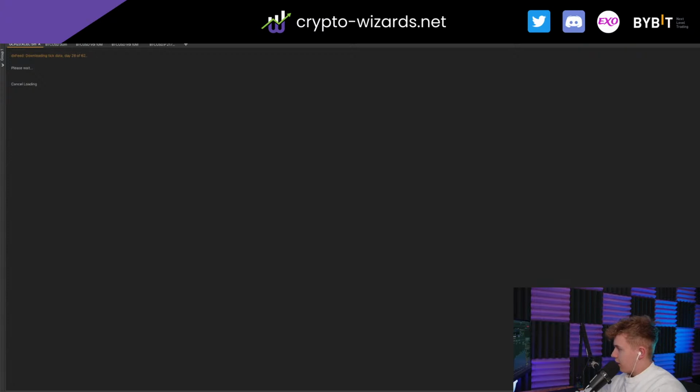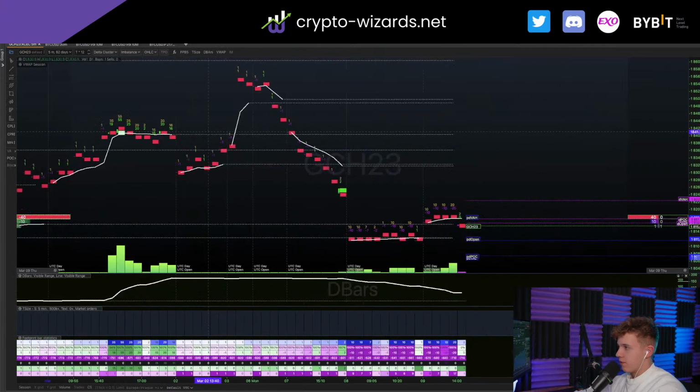XAUUSD is going to have Binance data on desktop. Nice. Yeah, I'm not so hyped about it since I don't trade on Binance, but I get it, that's for all of you Binance traders.